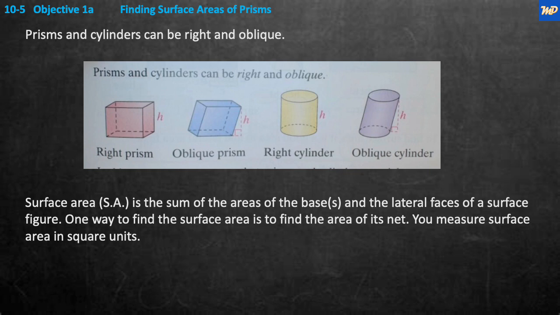Okay, in Objective 1A, finding surface areas of prisms. Prisms and cylinders can be right and oblique. So what we're seeing here is some pictures of regular prisms, which we're going to call a right prism. That's where the angles in the prism are all right angles. Like this is a right angle here, 90 degrees. The box stands up straight, so to speak.